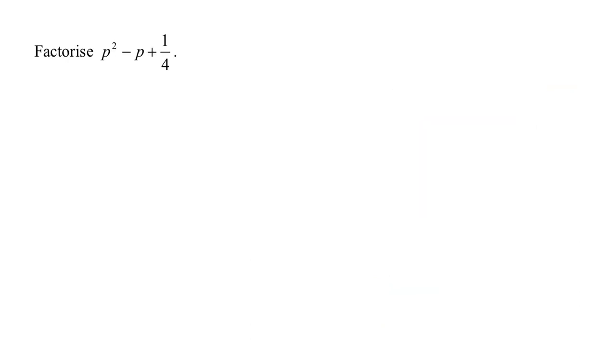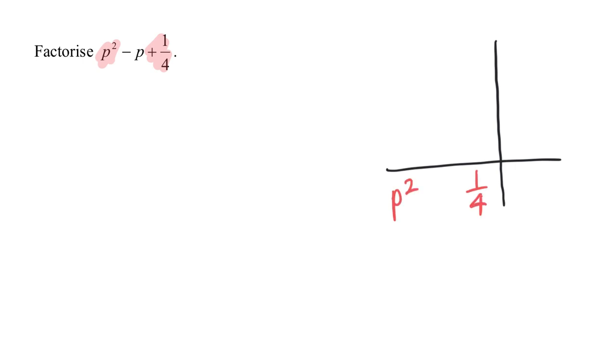Hello everyone, welcome to this video where we are required to factorize p squared minus p plus 1/4. I'm going to rely on my cross chart. P squared and 1/4 will be here. And my negative p will be at the other side. And there's only one possible pair of factors, p times p.